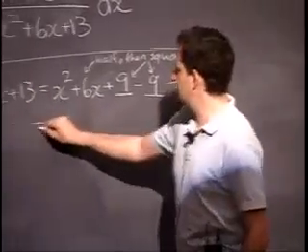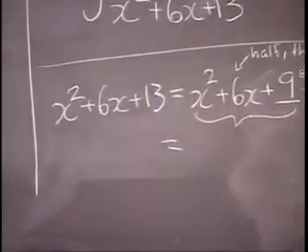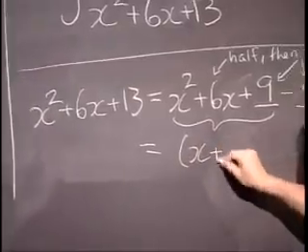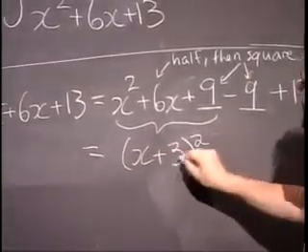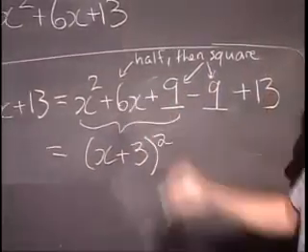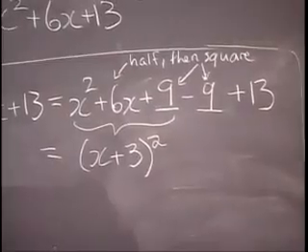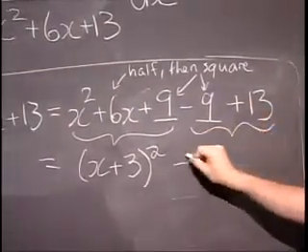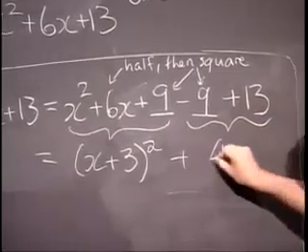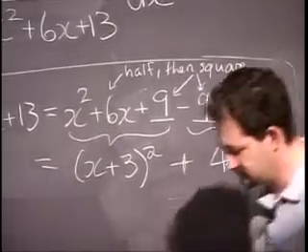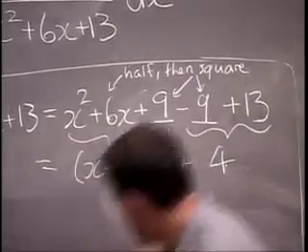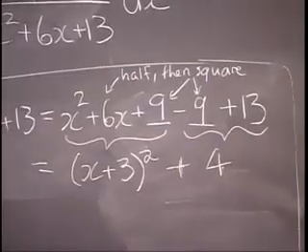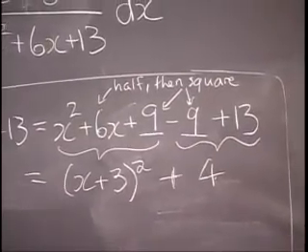What on earth does that do? Well, these 3 pieces factor into x plus 3 all squared. The 3 was the thing that was half of that. It was a sort of mid-step. And then these 2 you just have to work out. 13 minus 9 is 4. That's how you complete the square.